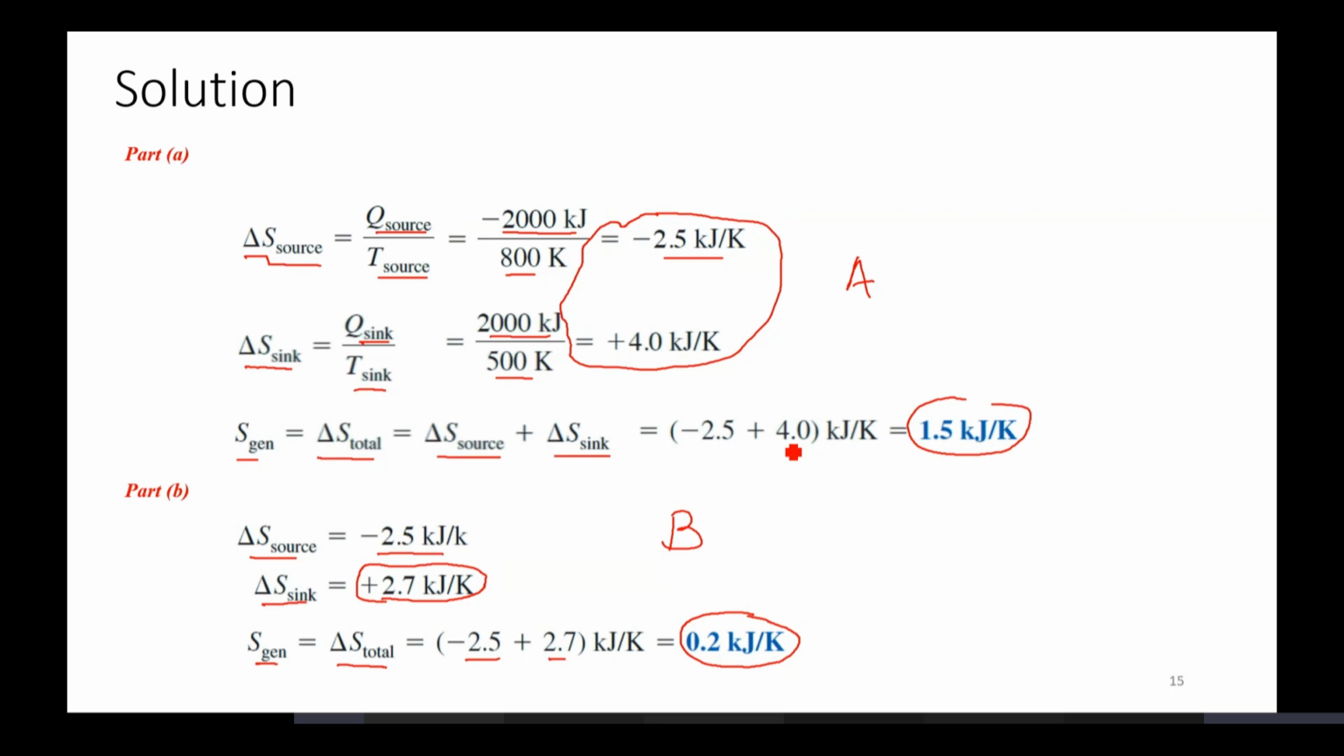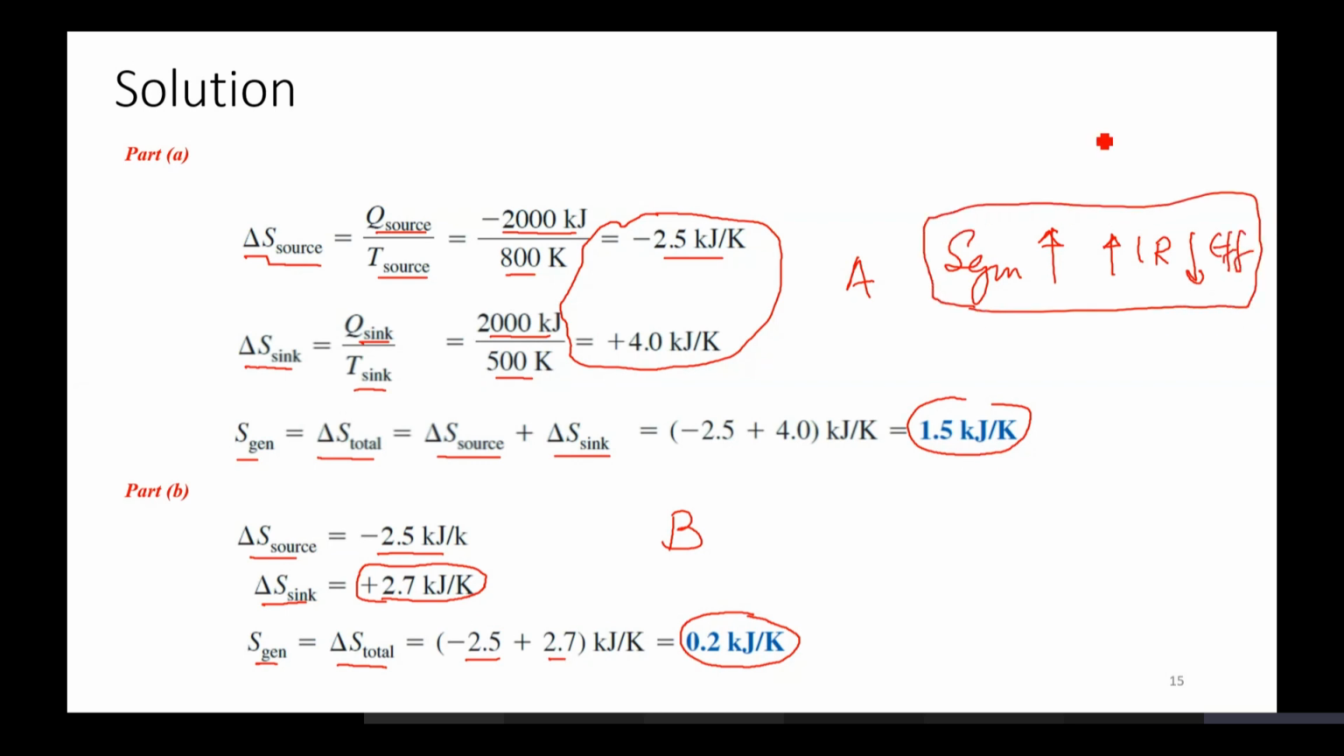A, sir. Definitely, very good. The higher the value of entropy generation, the higher would be the irreversibilities and the lower would be the efficiency. Have this concept clear in your mind. All right. Very good.